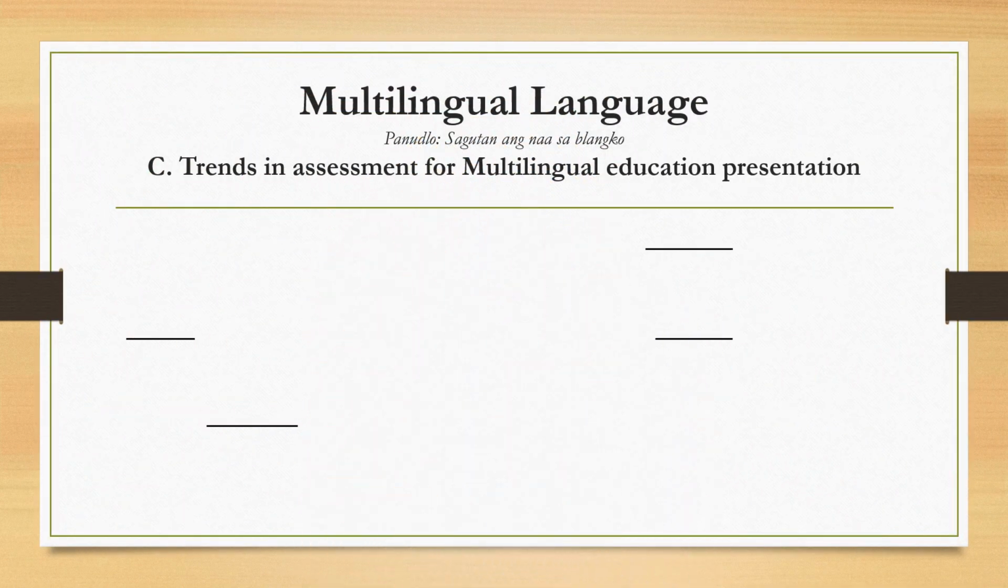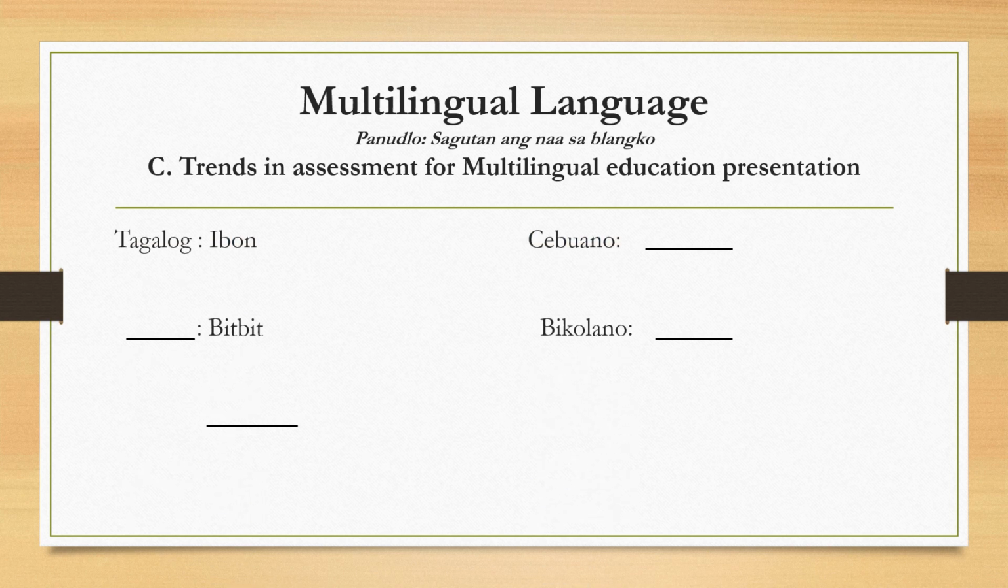Assessment for multilingual education presentation. Multilingual means you learned different languages. You can see in the question, there is a different language and there is a blank that the student needs to answer. And that's the end of our discussion.